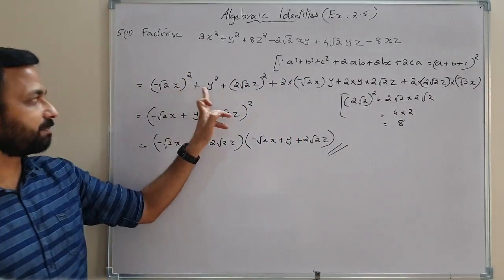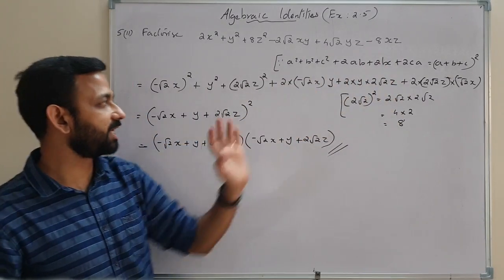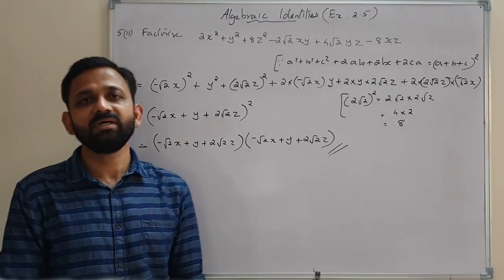So that is a square plus b square plus c square plus 2ab plus 2bc plus 2ca. That is a plus b plus c whole square. So we got the answer.